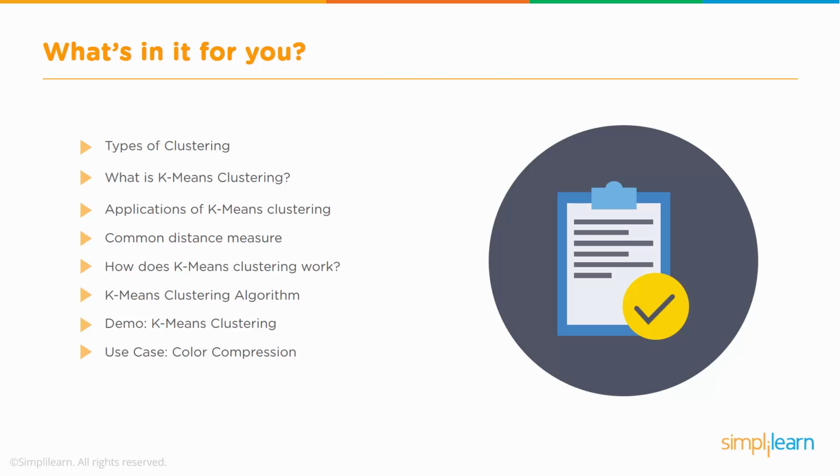So this is what you're going to learn from this session. We will talk about the types of clustering, what is k-means clustering, and applications of k-means clustering. K-means clustering is done using distance measures, so we will talk about the common distance measures, and then we will talk about how k-means clustering works and go into the details of the k-means clustering algorithm, and then we will end with a demo and a use case for k-means clustering.